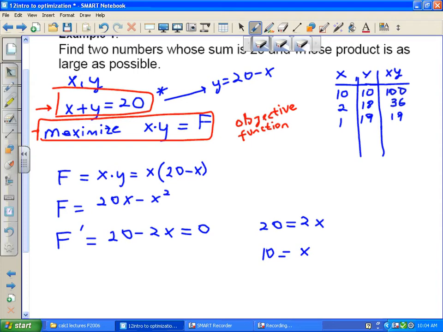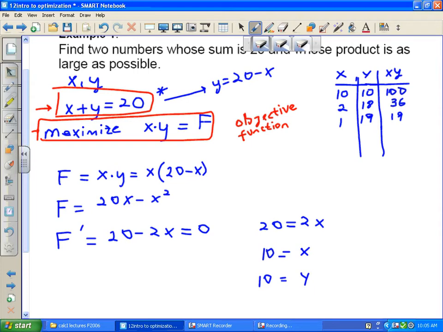But for these questions, it's very important: always go back and read the question. Make sure you're answering what you're being asked for. In this case, they said, find the two numbers. So don't just leave with x equals 10. Go back and also find y. In this case, y is 20 minus x. It's also 10.